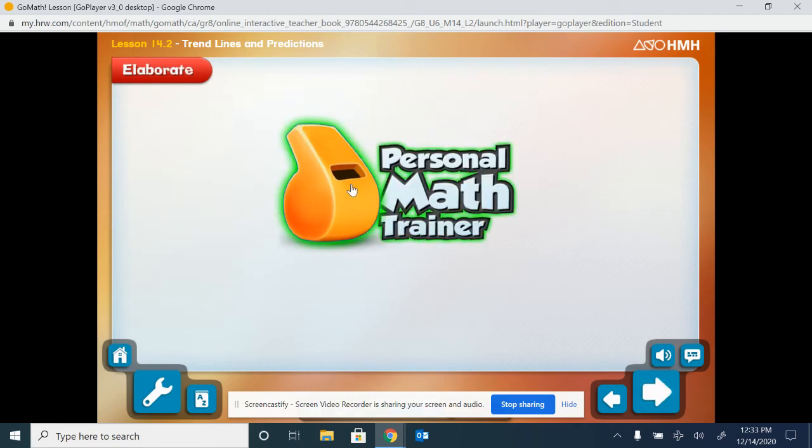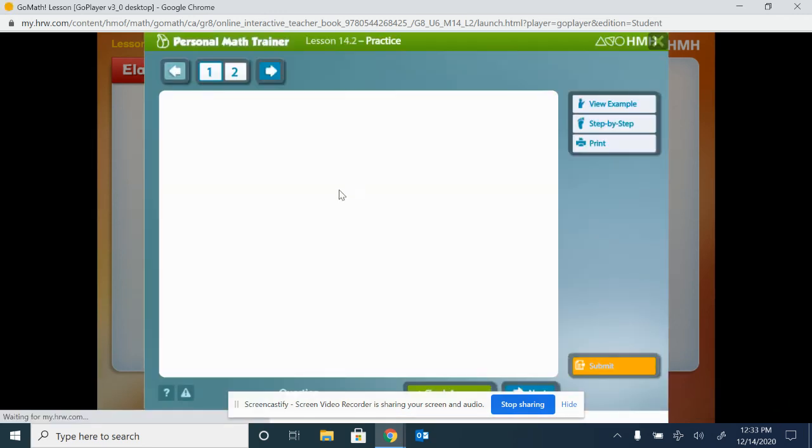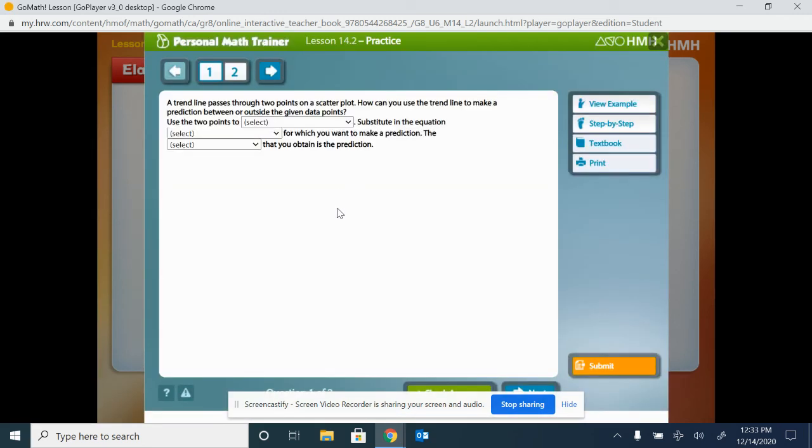Now let's practice. So it says a trend line passes through 2 points on a scatter plot. How can you use the trend line to make a prediction between or outside the given data points? Use the 2 points to write an equation of a line. Substitute in the equation the value of x for which you want to make a prediction. The value of y that you obtain is the prediction.